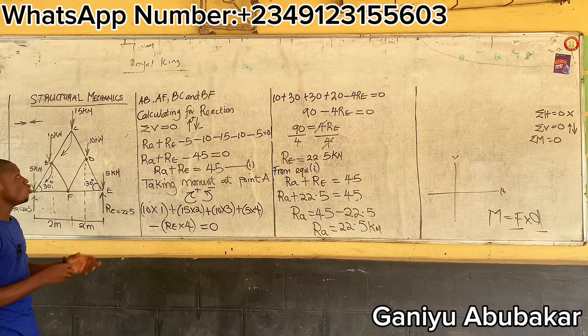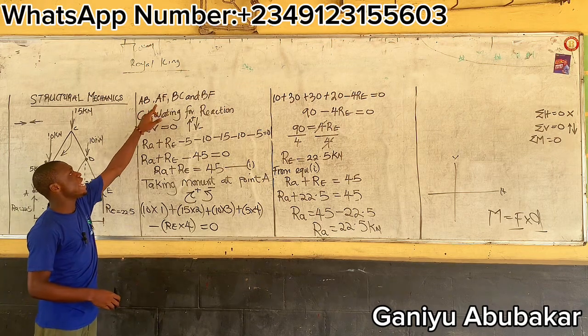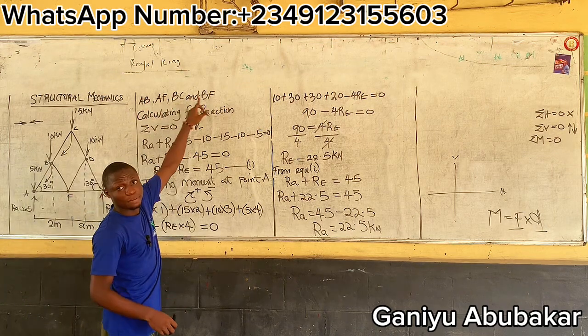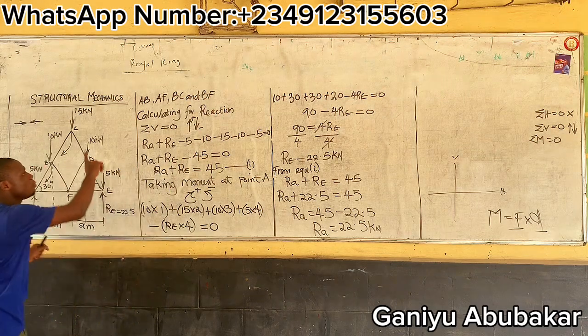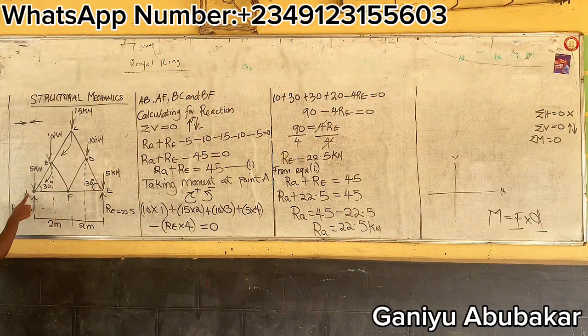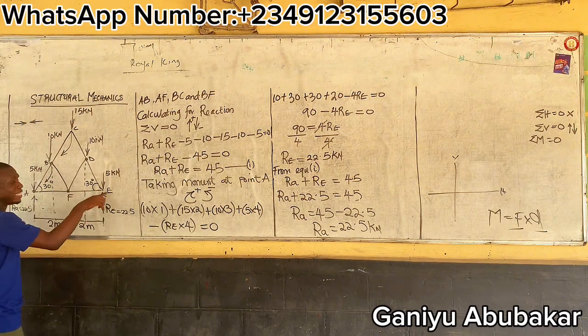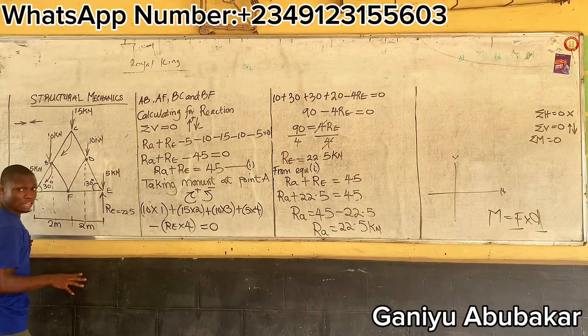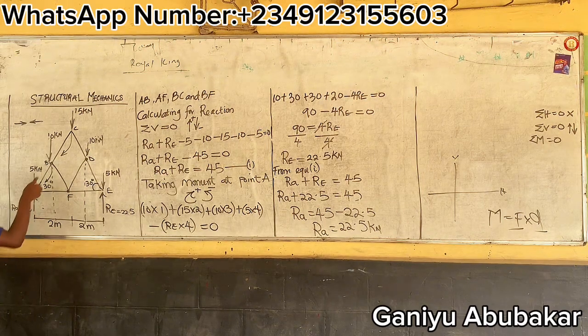Mind you, we're looking for joints AB, AF, BC, and BF. Observe that what I'm looking for boils down to A, B, C, and F. I'm not even going to D and E at all. Focus more on A, B, C, and F.